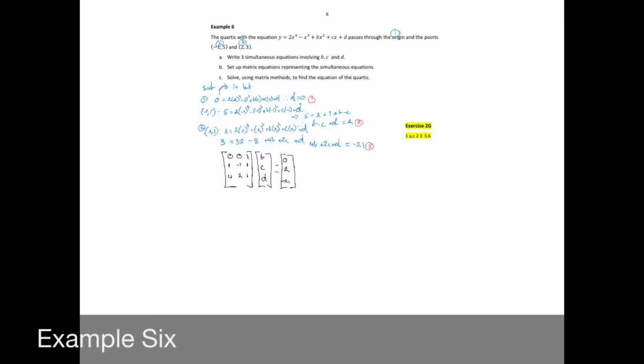So if we use our technology there with our calculator, just solve that system of equations, we'll get a set of solutions.